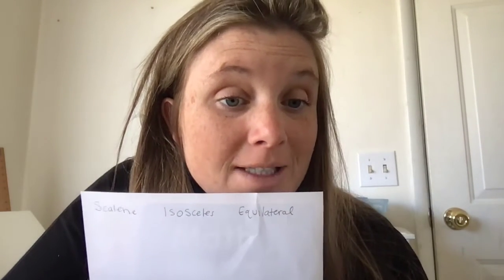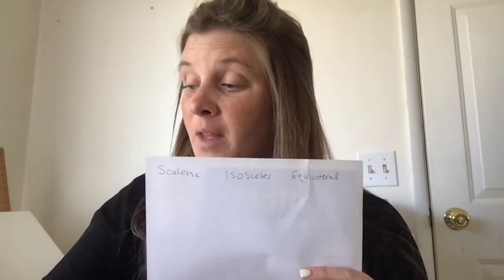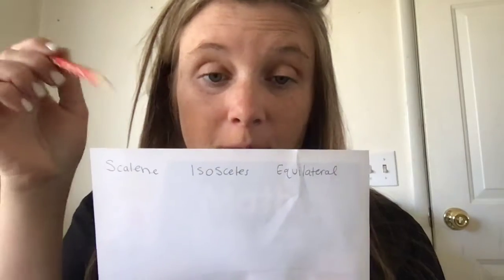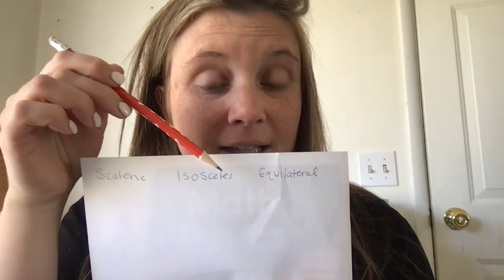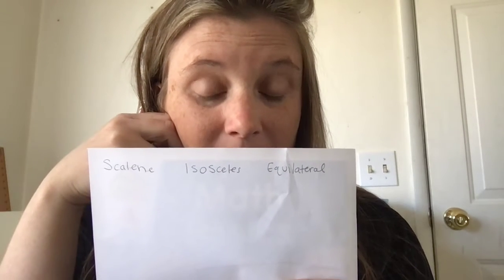Go grab your journal and something to write with. We are going to classify triangles. That means we have different kinds of triangles, and we're going to put them into groups. So, can you write these words at the top of your paper for me? Scalene, isosceles, and equilateral. Pause me if you need to.